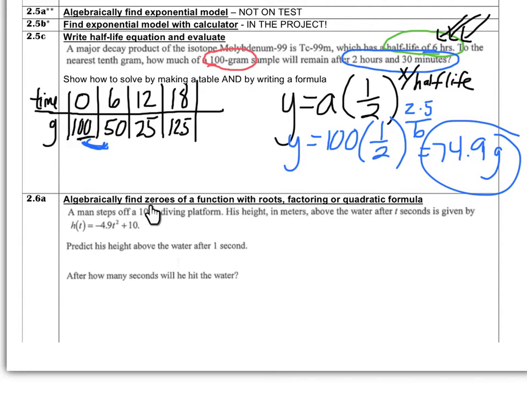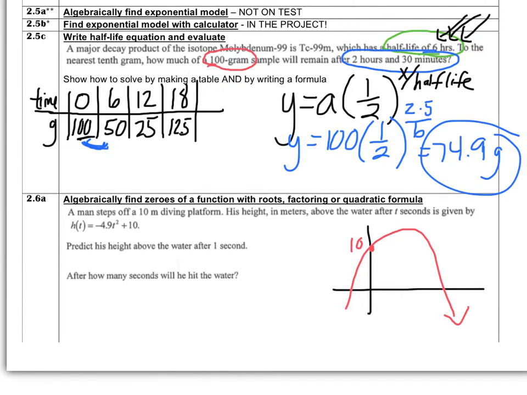2.6a, we're going to algebraically find zeros of a function with roots, factoring, or the quadratic formula. So scenario here, a man steps off a 10-meter diving platform. His height in meters above the water after t seconds is given by this particular equation. So if we were to sketch it, by the way, and put it on some XY graph paper, what's going to happen is you're going to see something like this, where this right here is his starting height of 10.